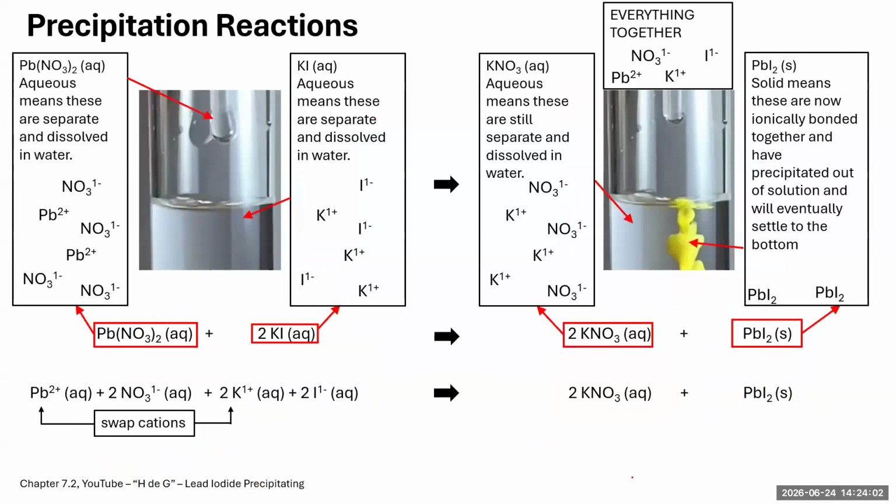Let's take a little closer look. Lead nitrate, aqueous, means these are separate and dissolved in water. So you have lead 2 plus floating around, and nitrate floating around. They're just bouncing around, not doing anything. In the bottom part of the tube, you have potassium iodide. Also aqueous, which means they are separate and dissolved in water. One of the things you want to do is take your ingredients, swap the cations, and make new formulas.